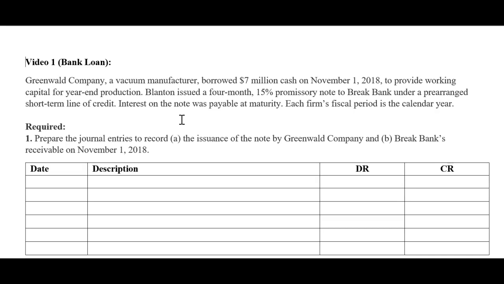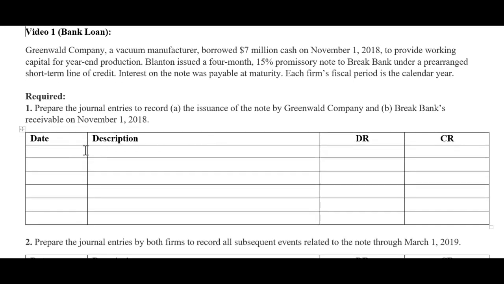Number 1 says prepare the journal entries to record A, the issuance of the note by Greenwald, in other words, the borrowing company, and B, Brant Bank's receivable on November 1st, 2018. So we're going to look at both of these individuals. Even though this unit really focuses on the payable, let's look at both sides so you can see how a note treats both the borrower and the issuer, the lender.